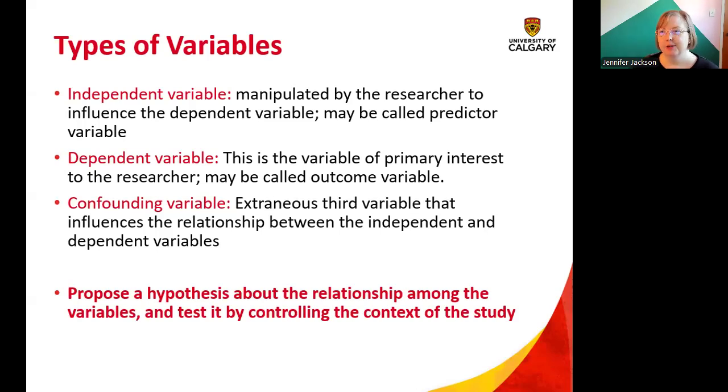So an independent variable is what the researcher can control. This might be something like the medication administration in a drug trial. The independent variable is whether the person got the medication or got a placebo. And that is something that we can control and manipulate. And I mean manipulate in the scientific neutral sense of the term.